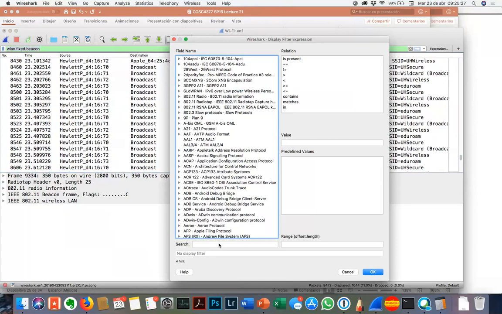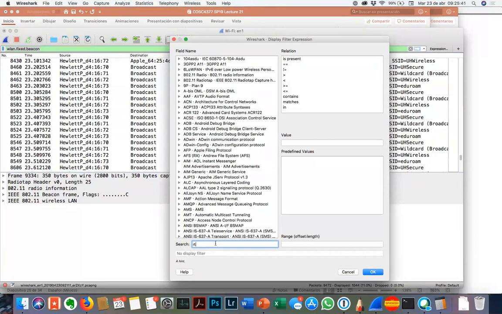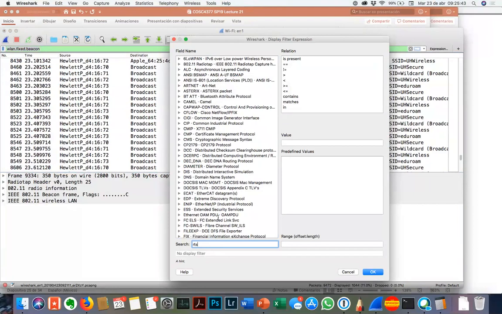All right, let me see if I can find this in here. I dream of a day when I have like a fast computer. I feel like I'm at a third world computer or something. I kind of do.